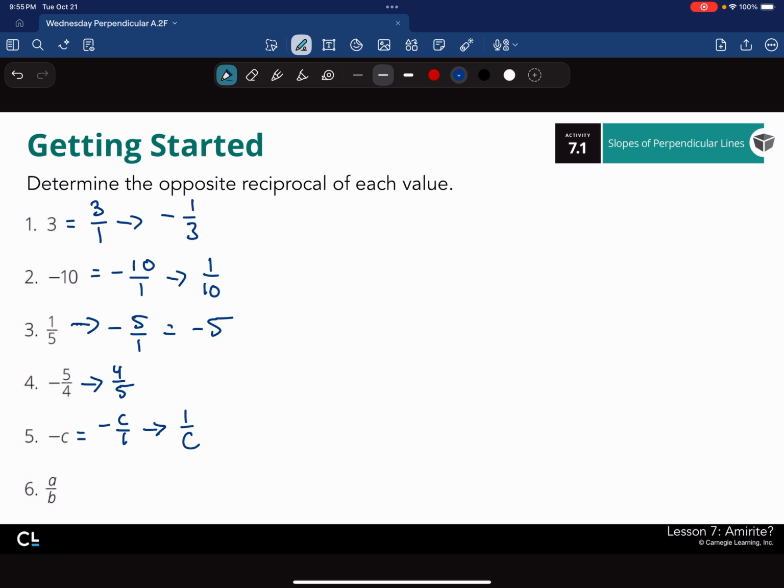The last one, a over b. It's already a fraction. Now we just got to change it to the opposite reciprocal. So positive a over b changes to negative b over a.